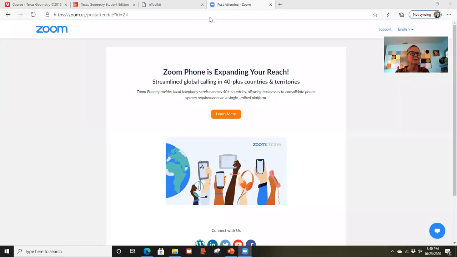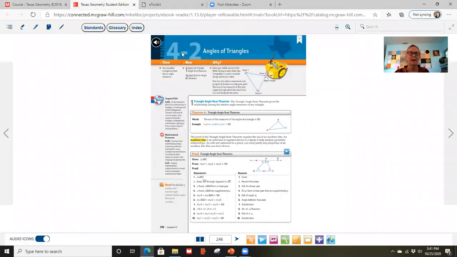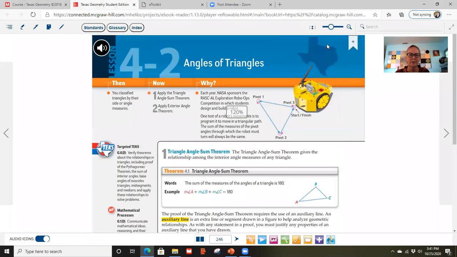Chapter 4, Section 2, Angles of Triangles. And this time, instead of using a PowerPoint, I'm going to show you the book. Okay, so Angles of Triangles starts off with a little bit in here, the triangle angle sum theorem.